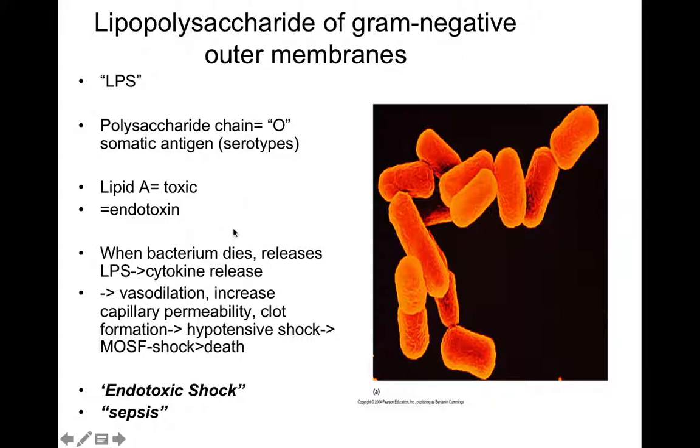So when our gram-negative bacteria die, if they're growing in our patient, say in the patient's bloodstream, when the bacteria die, they start falling apart and they'll release massive amounts of lipopolysaccharide, which then bind to cells of the immune system. And that triggers cells of our immune system to release huge amounts of these chemical messengers we're going to call cytokines.